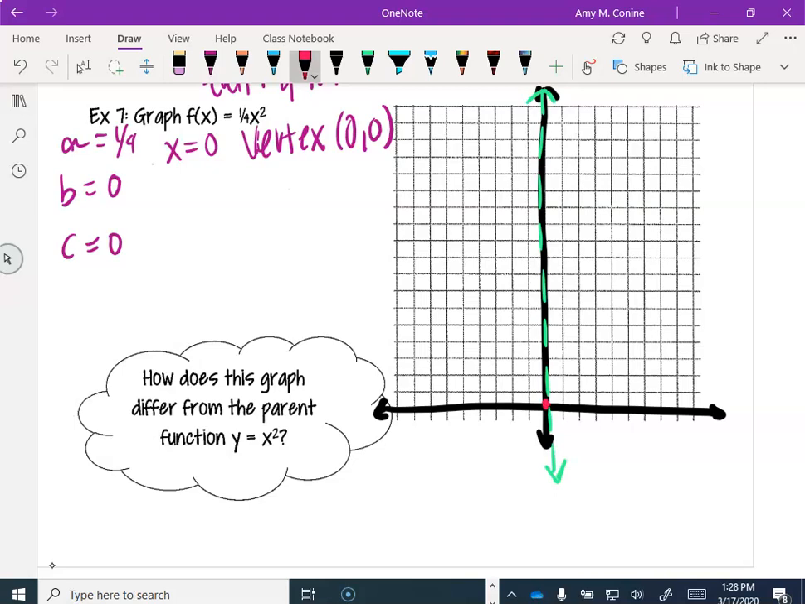And again, I'm going to put in my parent function real quick, 1, 2, 3, 4, so we can see and compare.